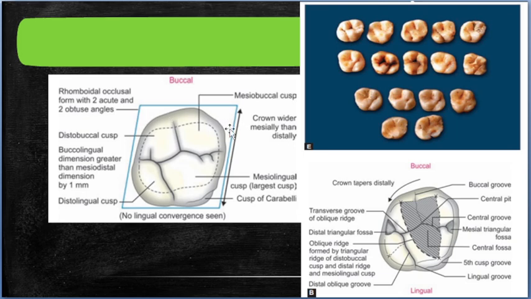Again, we can see that the shape of the tooth is rhomboidal, where the mesiobuccal and distolingual line angles are acute, and the distobuccal and mesiolingual line angles are obtuse. This is again a pictorial representation of whatever we have read till now. So these shaded areas depict the fossas, the lines depict the grooves, and the shaded areas also depict the marginal ridges, and this reveals that there are four different major cusps. The mesiolingual is the largest, and the distolingual is the smallest.